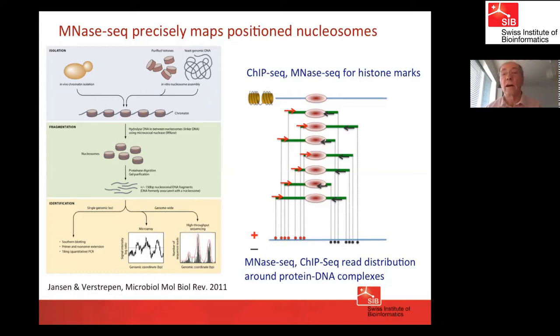It just cuts out, it produces nucleosomal fragments. The picture on the right is wrong in the sense that the overhanging green fragments are far too long. In RNA-seq, they would be very close to the protein DNA complex. But I also show this picture because RNA-seq can be combined with ChIP-seq for histone marks, in which case it produces high resolution mappings of subsets of nucleosomes which carry a certain mark.